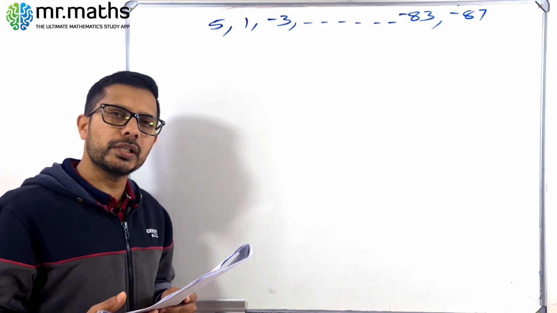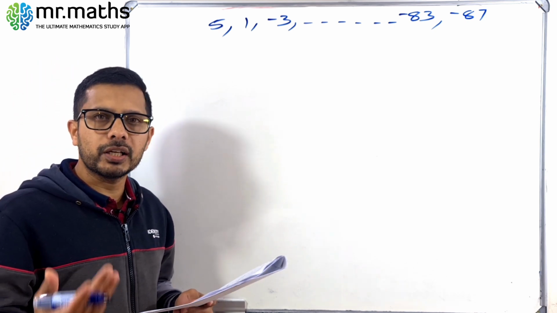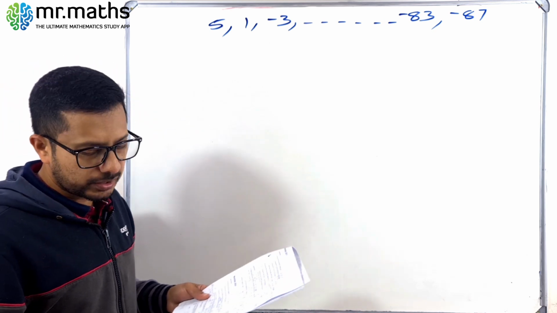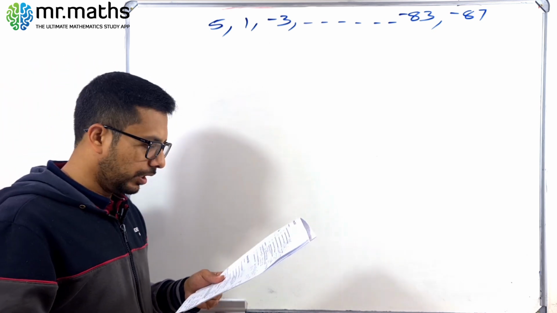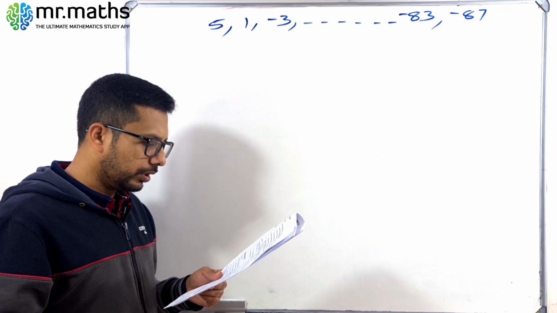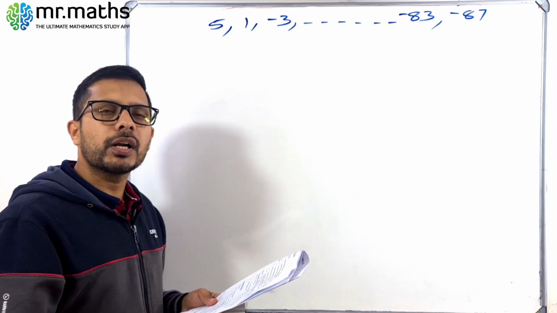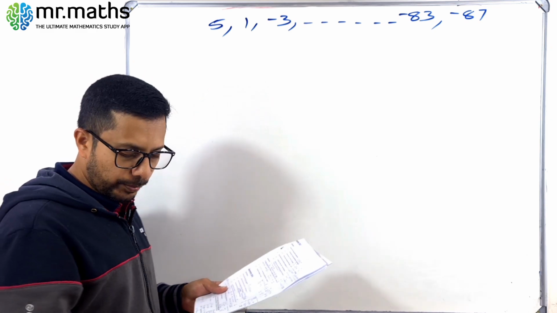What does arithmetic sequence mean? You can find a common difference. Am I right? So here, how can you find the common difference? What is the first question? Write down the fourth term of the sequence. So here, what is the common difference? How can you find it?